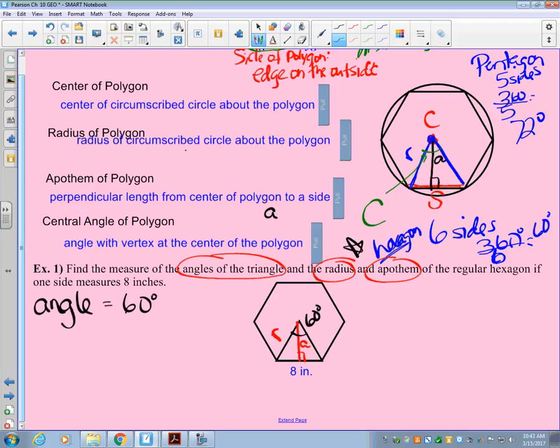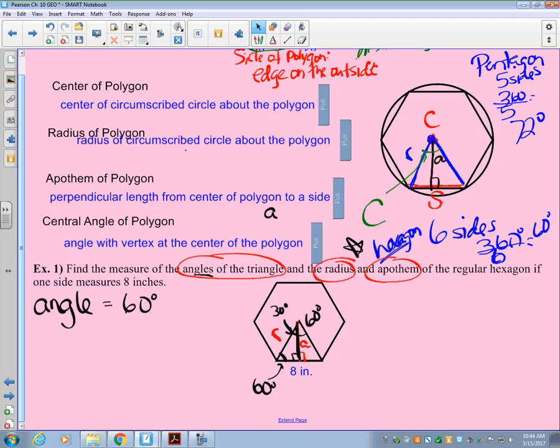Now it wants us to find all the measures of the angles of this triangle. So if this is 60 and I cut it in half to put the apothem, what's half of 60? 30. So this little slice is 30. So if this is 30 and this is 90, what does this little guy here have to be? It has to be 60 degrees.